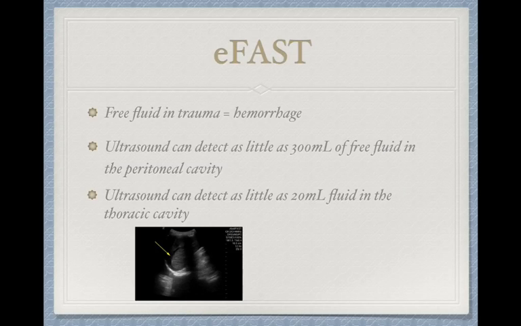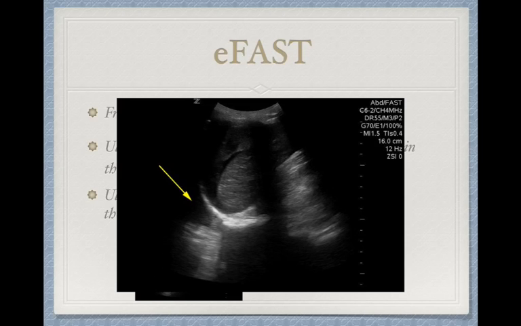Now, in addition to detecting free fluid within the peritoneal cavity, ultrasound can also detect as little as 20 milliliters of fluid in the thoracic cavity. So this is even more sensitive than a chest X-ray. So here's our image again that we had just viewed. As you can see here, in addition to that fluid up here in the subphrenic space, we also have fluid in the peritoneal cavity there. You can see how that's disrupting the mirror image above the diaphragm, and there's hypoechoic fluid there.